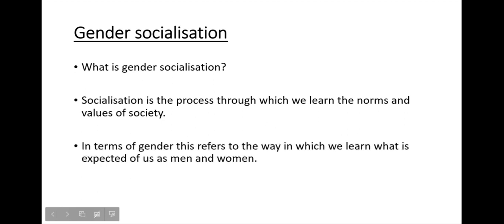Now, when we're talking about this in relation to gender, we're talking about it in exactly the same way. So we learn what it is to be a man, or we learn what it is to be a woman through the way that we are socialized. And this could be through the toys that we're given as children. This could be to do with the clothes that we're encouraged to wear. This could be to do with the people in media who we're encouraged to look up to, our role models. All of these different aspects come together to socialize us and to teach us what it means to be our particular gender.